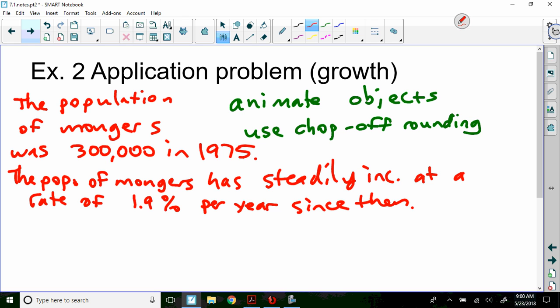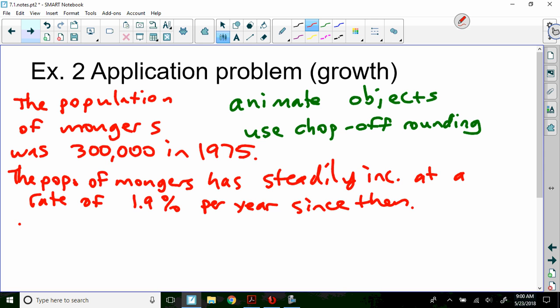So we're going to do a couple things with this. We're going to write a model. We're going to see how many mongers there are now, and we're going to see when the population of mongers is going to be 5 million. I don't know what a monger is. I just made the word up. Okay.